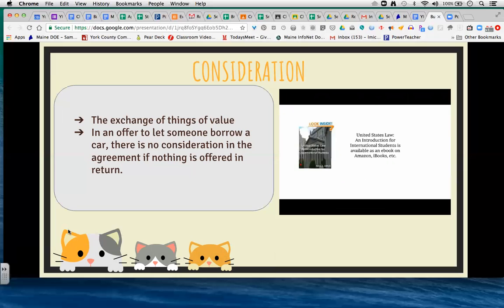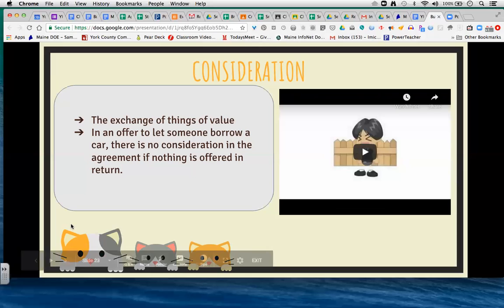Okay, so consideration is one of the elements of a contract. It's what one gets or gives in the contract. The exchange of things of value.